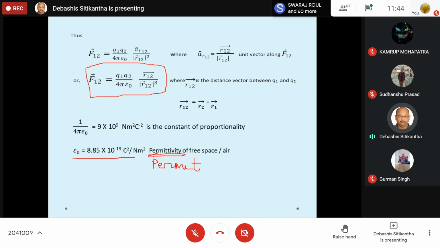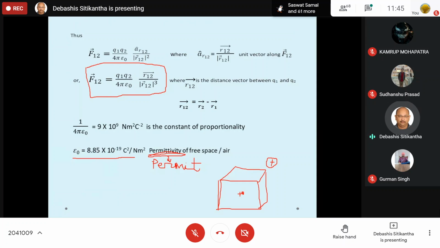So the word permittivity is coming from the word permit. That means some sort of permission is required. What is that? Now, just have a look. I will place a positive charge over here. Let us say this is a volume. Inside it I will place a positively charged body.